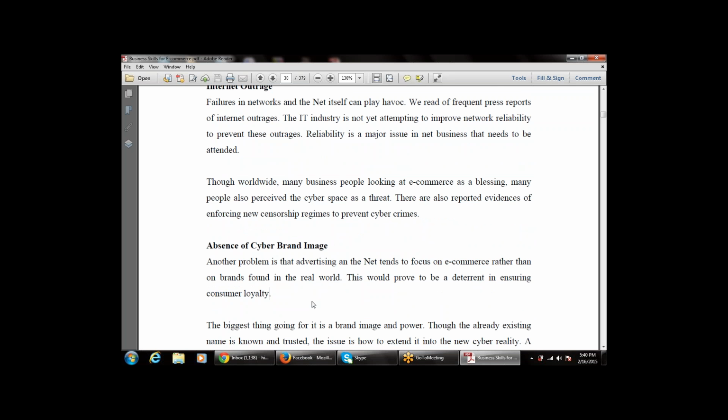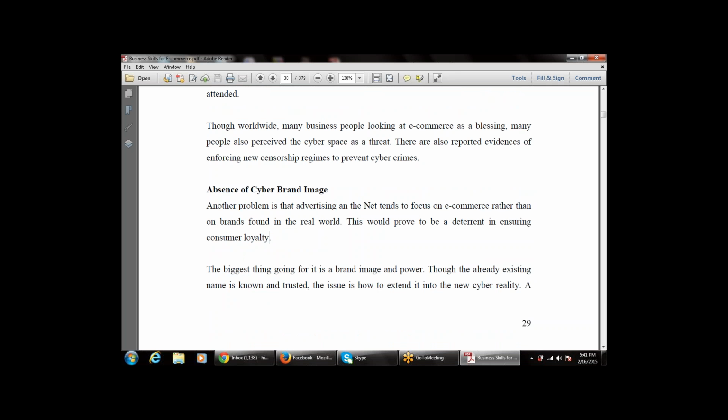That is, another problem is the advertisement on the net. Advertisements tend to be focused on e-commerce. Suppose I am opening one site, there are so many advertisements available on the net. There are so many pop-ups, so the person's mind is deviated and the person cannot concentrate on one object. It captures the mind of the people and takes it to another place. So it tends to focus on e-commerce rather than on the brands found in the real world. This proves to be a deterrent in ensuring customer loyalty.